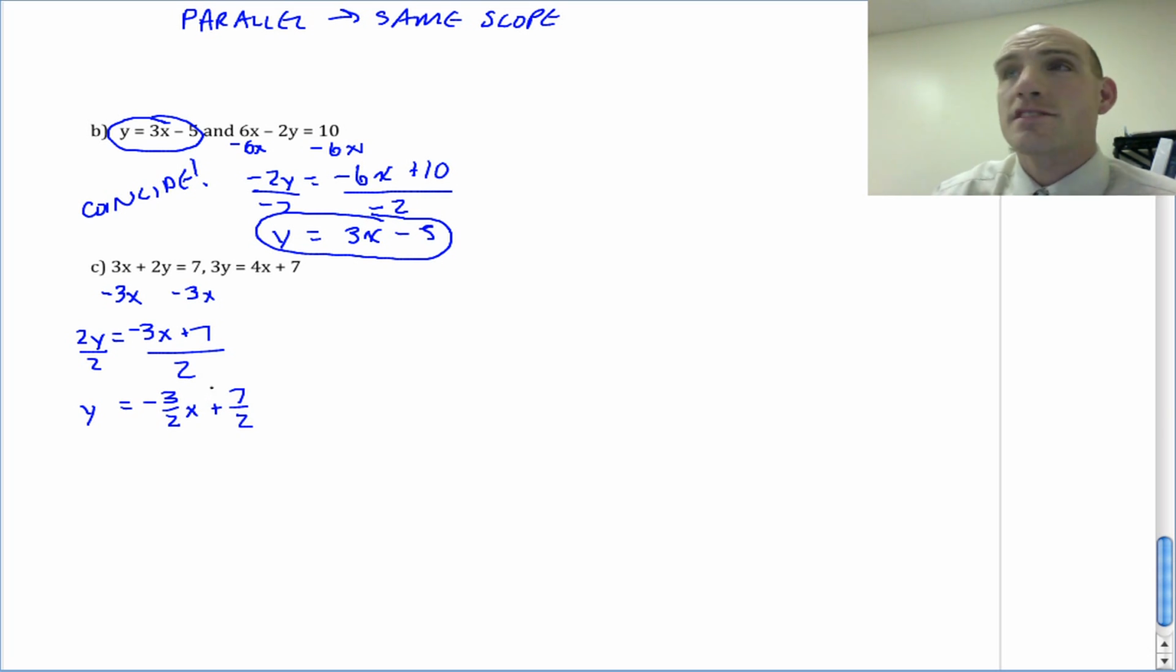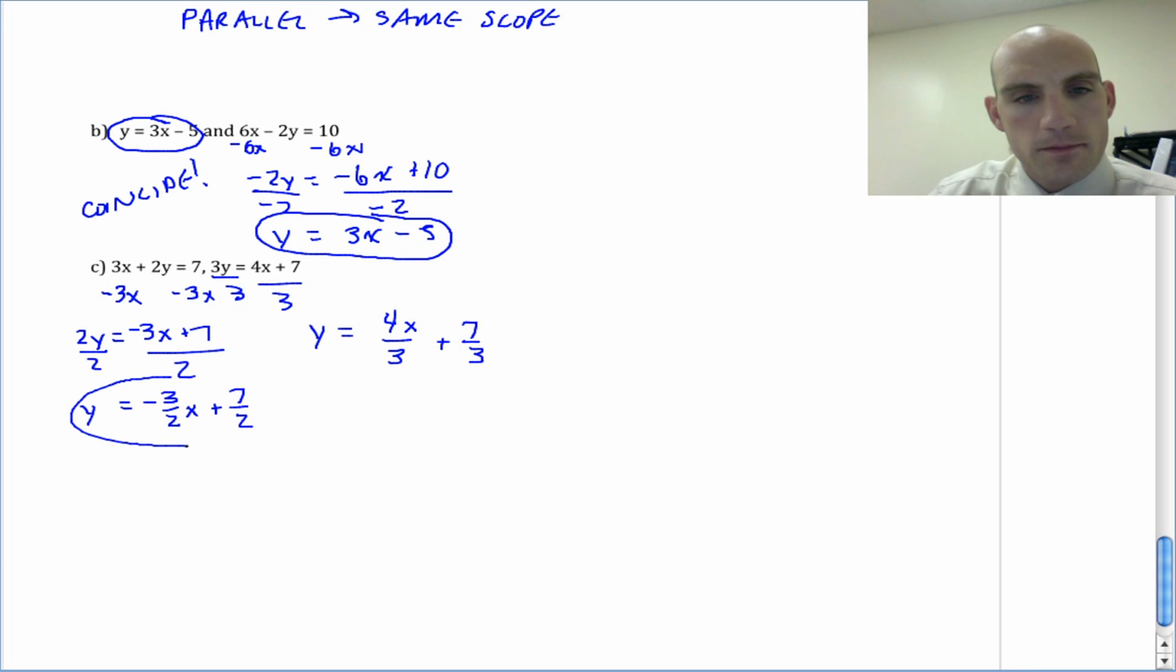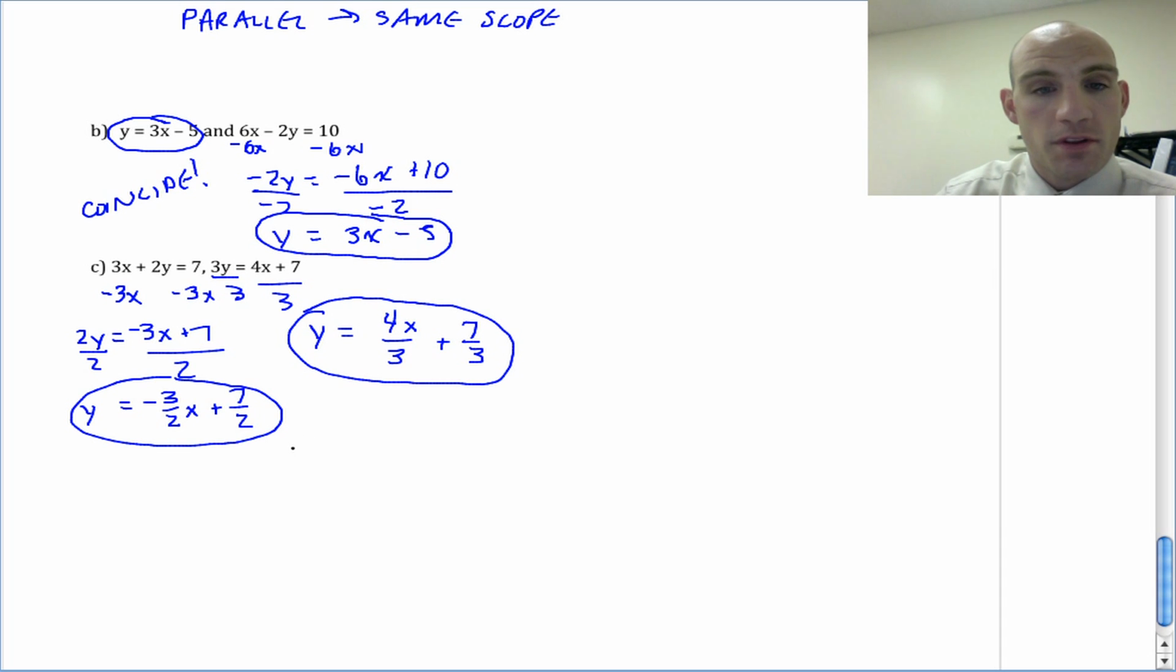And it's okay to leave these in fractions because if we have these fractions, we can see if they're the same as far as the slope and the y-intercept are concerned. So now I'm going to solve this next one. I'll just divide both sides by 3. So I have y equals 4x over 3, so 4 over 3x, plus 7 over 3. This is what I'm looking at right here. Same slope? Nope. Different slopes? Yes. Same y-intercept? No. So these must be intersecting lines.